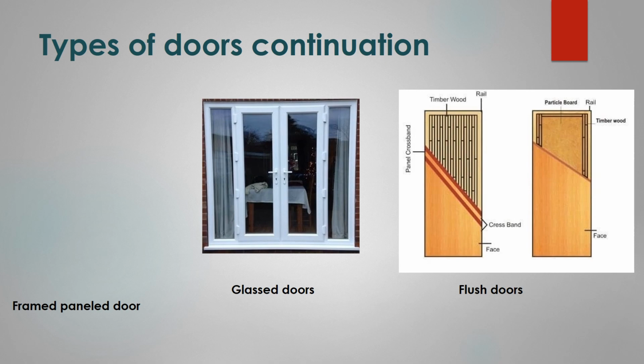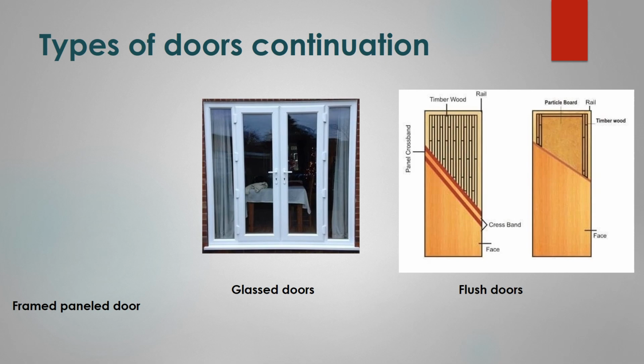We go to flush doors. Flush doors, these are the doors mainly used in partitioning rooms. They provide access and security in those rooms. They are made up of timber wood and particle boards.